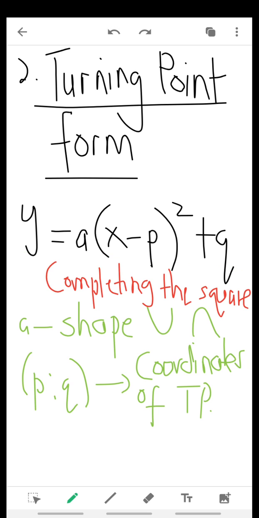Also, you can use the equation of the axis of symmetry, x equals minus b over 2a. After finding the x coordinate of the turning point, substitute it into the original given equation in order to find the y coordinate of the turning point. Then you would have obtained your p and q, which are the coordinates of the turning point. Also, your a, like in the previous discussion, still determines the shape, whether your parabola will be a smiling parabola or a sad parabola. That is very, very important.